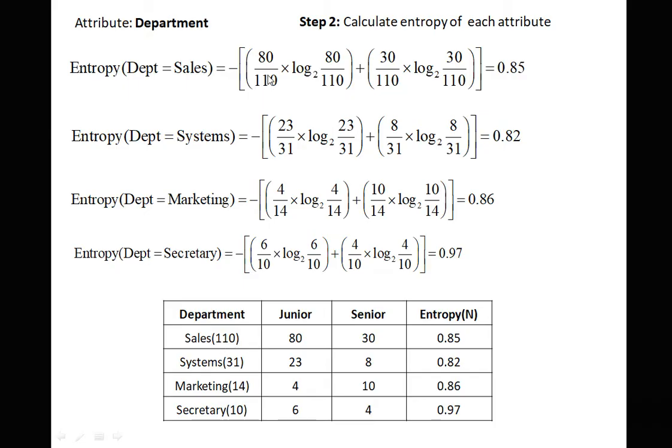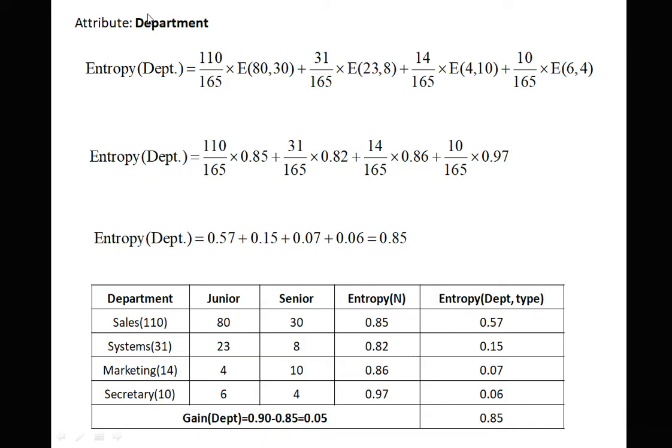Therefore the 80/110 and 30/110. Next, systems: 31, 23 with respect to 31, 8 with respect to 31. Next, marketing: 4 with respect to 14, 10 with respect to 14, and similarly for secretary. In this way we calculate the entropy for each category of the attribute department. Now, to calculate the entropy for the entire attribute department, we need to multiply by the particular proportion.